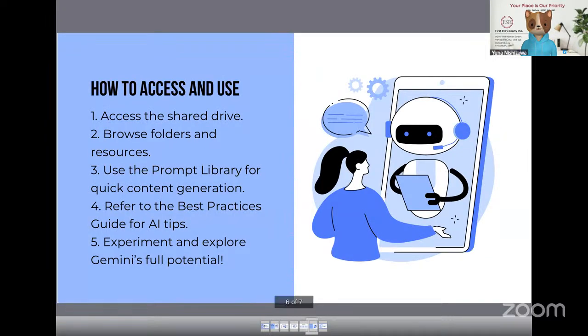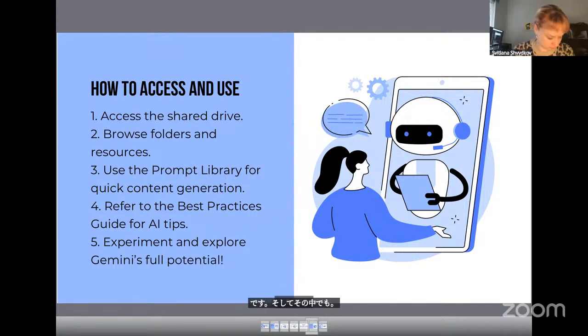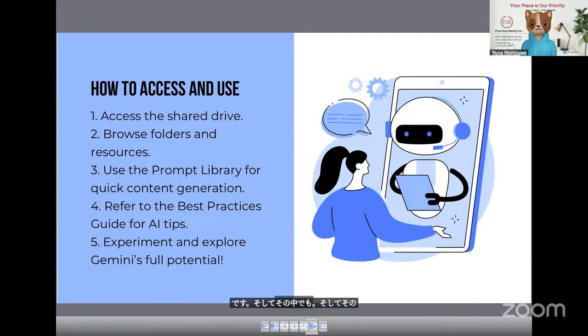And this is a page on how to access and use it. First, access the shared drive where all resources are available. Second, browse folders to find relevant prompts and guides. Third, use the prompt library to quickly generate responses. Fourth, refer to the best practices guide for AI optimization tips. And fifth, experiment and explore. The more you use it, the better it gets. It's so simple, fast, and highly effective.